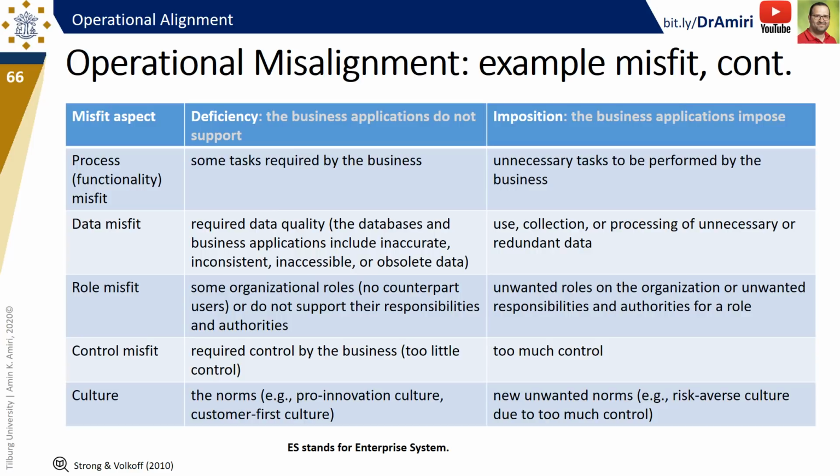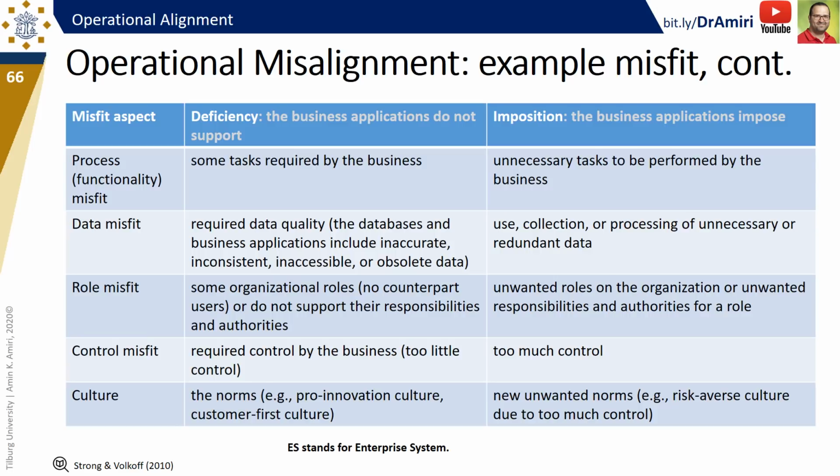Same thing can happen to data. The business application may not support a required data quality. That means the business application includes inaccurate data, inconsistent data, or obsolete data. On the other hand, the business application may impose the use, collection, or processing of unnecessary data or redundant data.